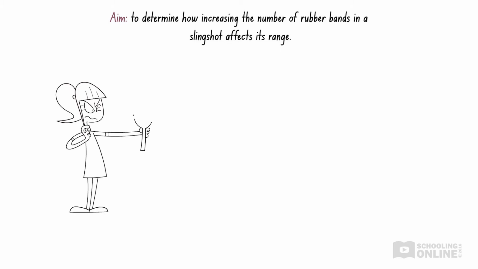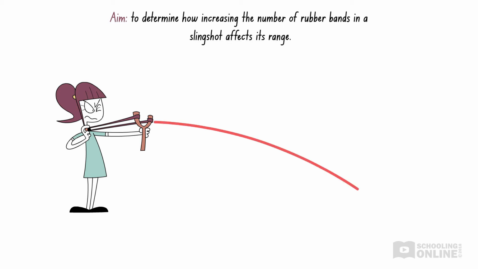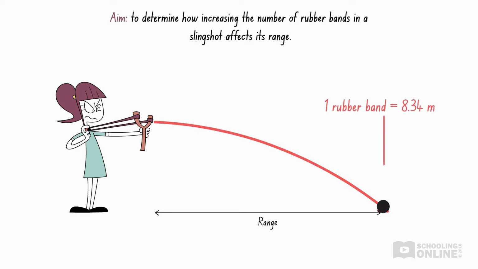Let's see how this applies to physics. Suppose we perform an experiment to determine whether adding more rubber bands to a slingshot increases its range. Firstly, Anna takes a slingshot, a small pebble and one rubber band. She pulls the rubber band back, aims horizontally, and releases it. Then she measures the distance between the slingshot and where the pebble landed.